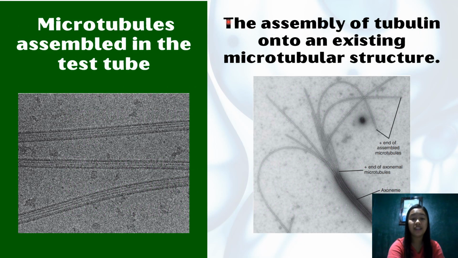So, the provided images depict microtubules assembled in a laboratory setting. So, in the first image, frozen and fixed microtubules that polymerize in vitro are observed using electron microscopy.